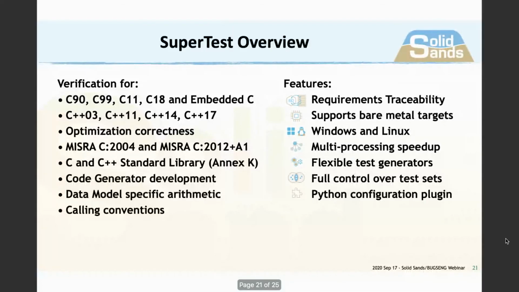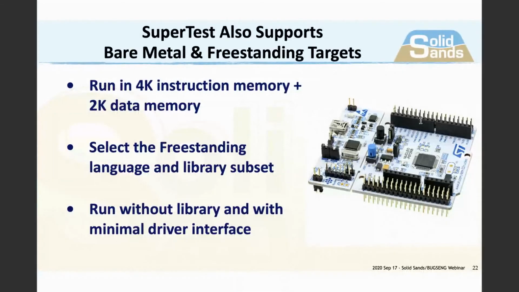Also the calling conventions. I'm not going to go into detail here about all the features that we have. You can find that on our website as well. One thing I want to highlight is that we do also support bare metal targets. So if you want to run on a small board, even if it has very small instruction memory and very small data memory, we can run Supertest on that board, and that makes it possible to have confidence in your compiler, even for a very tiny controller.